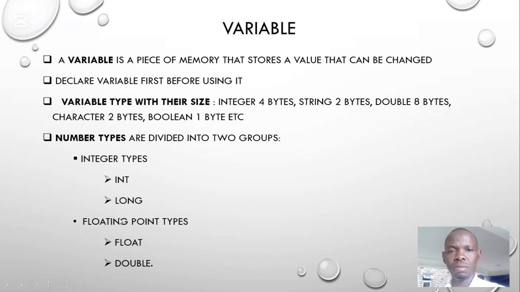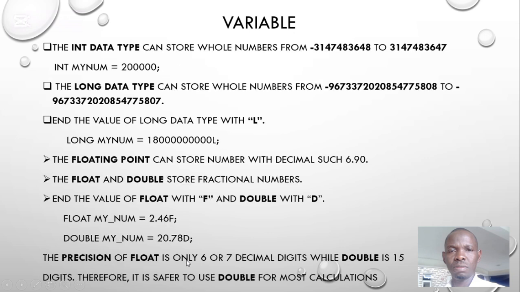Whereas the floating point types are supported by the float type and the double type. The float is 4 bytes and the double is 8 bytes. Now let's look at this illustration. The integer data type can store numeric values. It can store whole numbers ranging from this value.